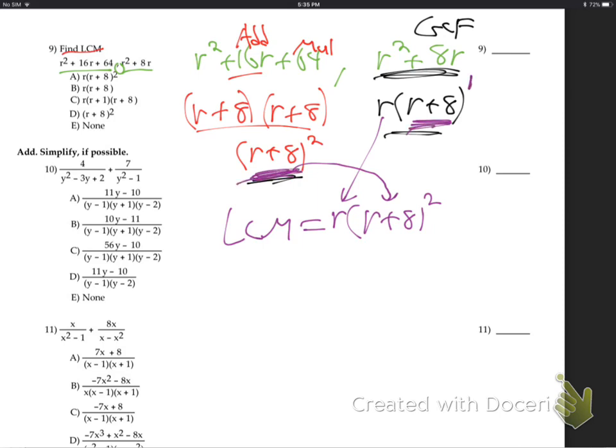I take the higher one, the 2 power. You don't take them both. You just take 1 of every type, 1 plain r, 1 r plus 8, but the highest of each type. That's how you do LCM. It's the highest of each type. Only 1 of each type, the highest of each type. So that's hopefully there somewhere. Yeah, it's answer A. We got it. Let's go on to number 10.